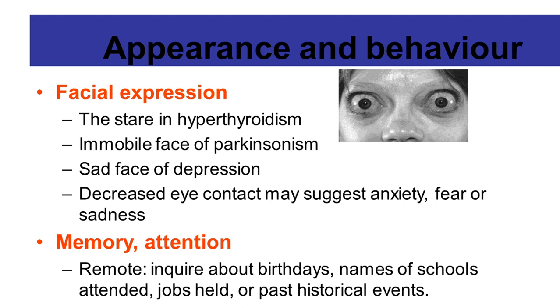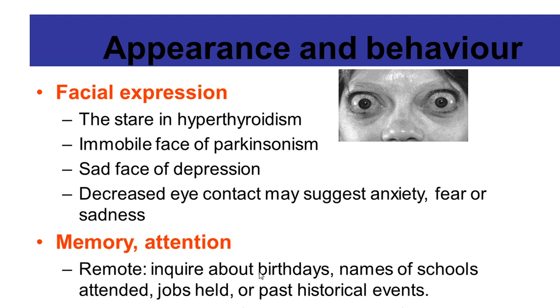At the beginning, of course, you should assess facial expression. For example, stare is characteristic of hyperthyroidism, immobile face is characteristic of Parkinsonism, sad face may be characteristic of depression or hypothyroidism, and decreased eye contact may suggest anxiety, fear, or sadness.